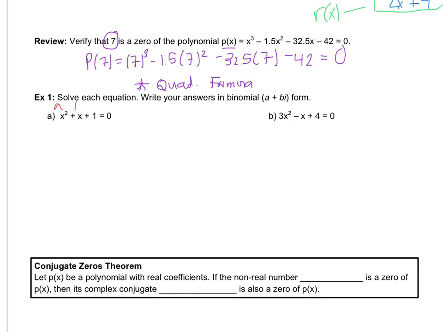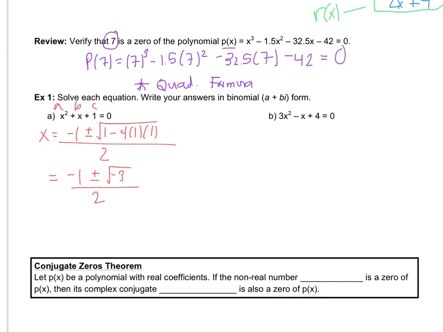This is a, b, and c. So negative b would be negative 1 plus or minus the square root of b squared, which is just 1, minus 4 times a, which is 1, times c, which is 1, all over 2a, which is 2 times 1. So let's simplify. We've got negative 1 plus or minus the square root of 1 minus 4, which is negative 3, all over 2.